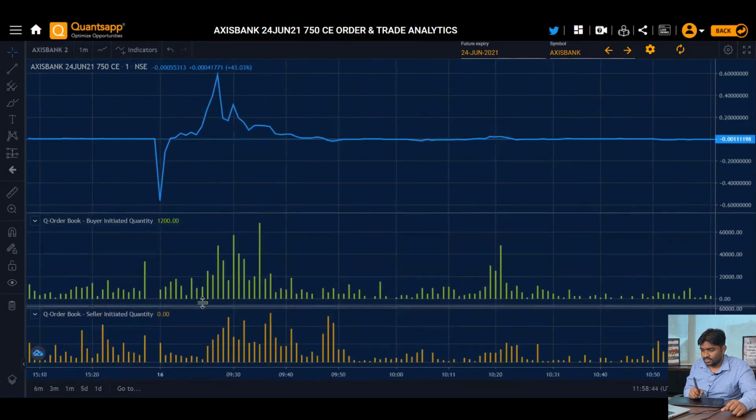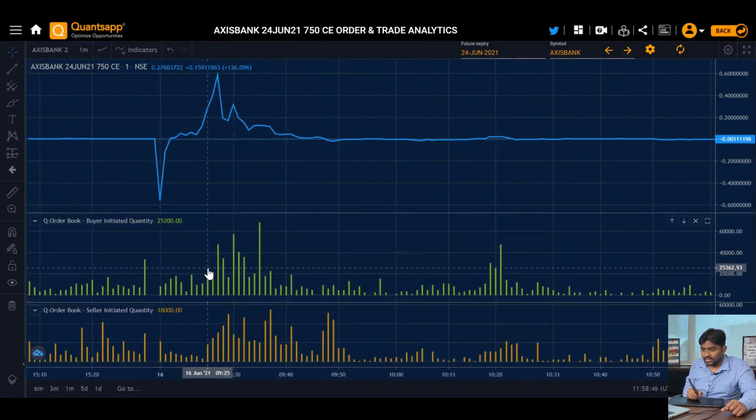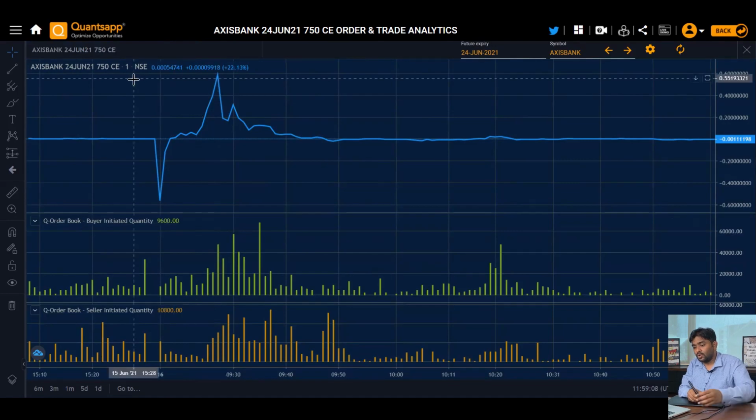Let me just see the difference. So this is the first spike that we got at 9:25. Then at 9:27 we also got 48,000 quantity. This is the jump, it's not usual, it's very low otherwise, but on this particular spike at 9:27 we got to know that the Axis Bank 750 call is jumping. So let's see, there could be short covering in this.